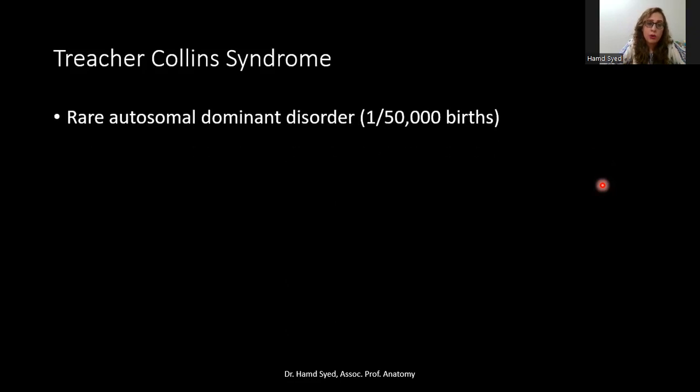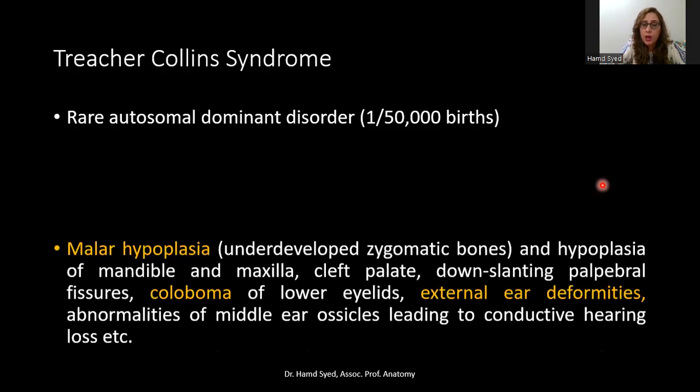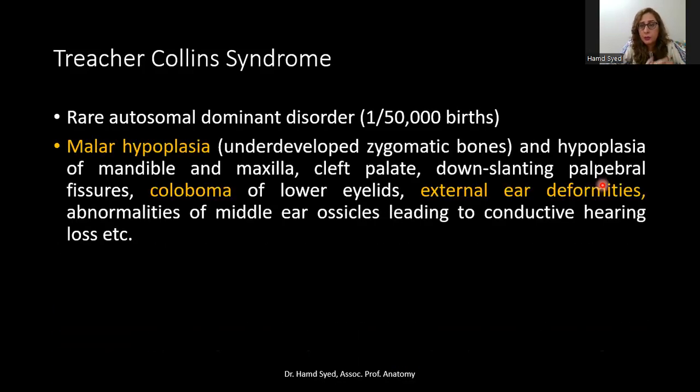Treacher-Collins syndrome, when we talk about it, keep it in mind, it's a rare autosomal dominant disorder, and the typical or characteristic features are that there is going to be malar hypoplasia. By that we mean the underdeveloped cheekbones, and also the hypoplasia of the mandible and maxilla. There is a cleft palate, the down-slanting palpebral fissures, coloboma of the lower eyelids.